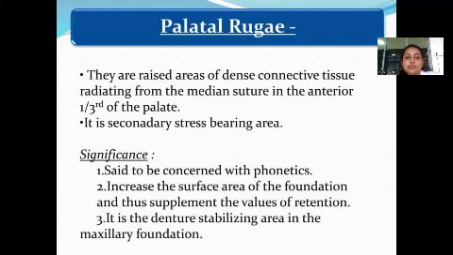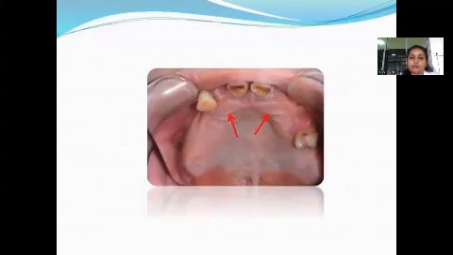Next one is the palatal rugae. These are the raised areas of dense connective tissue radiating from the median suture in the anterior one-third of the palate. They are a secondary stress bearing area. The significance is that they are concerned with phonetics, increase the surface area of the foundation, and thus supplement retention. It is a denture stabilizing area of the maxillary foundation.